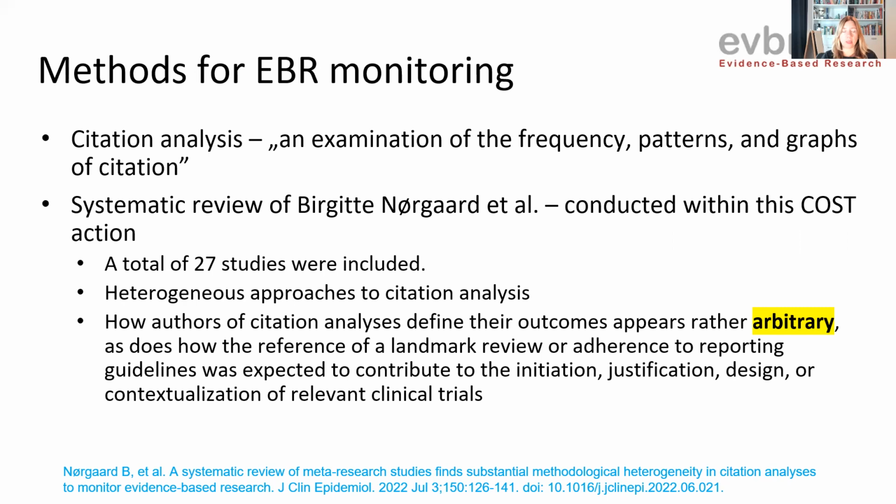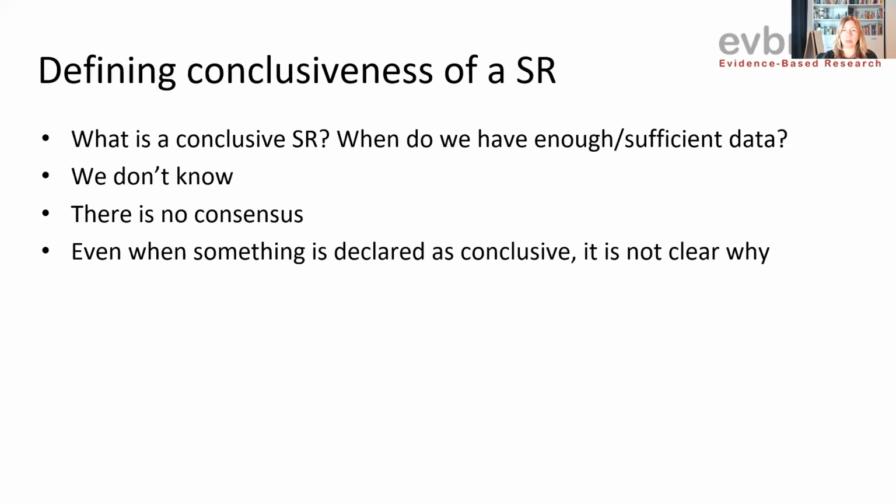And we have already addressed citation analysis as a method for EBR monitoring in this COST Action. Citation analysis is defined as an examination of the frequency, patterns, and graphs of citation. We have published a systematic review recently, this year in the Journal of Clinical Epidemiology. We found 27 studies that have used citation analysis. What we found is that these studies approached this method in different ways, and it appeared that they defined their outcomes in different arbitrary ways. We need future work on consensus methods about how to monitor the EBR and how to do citation analysis.